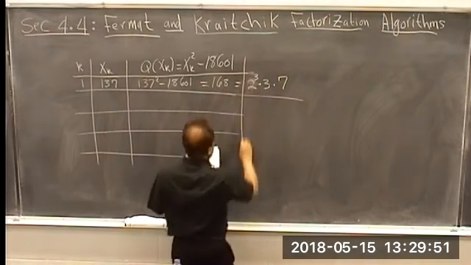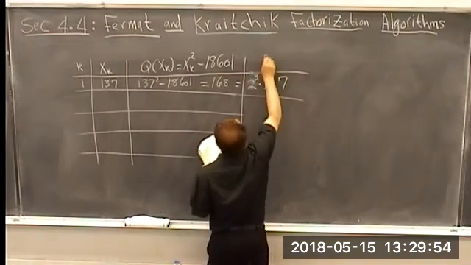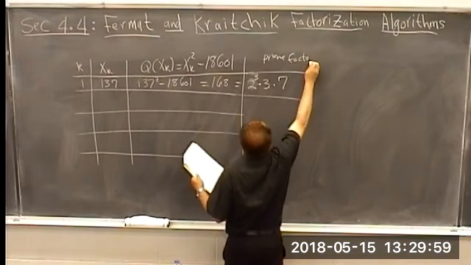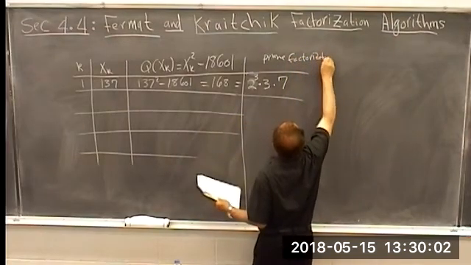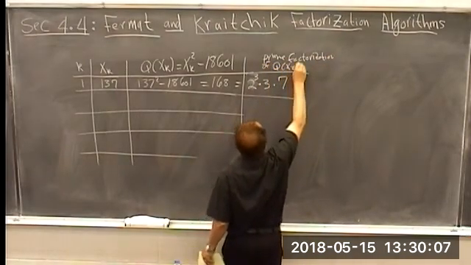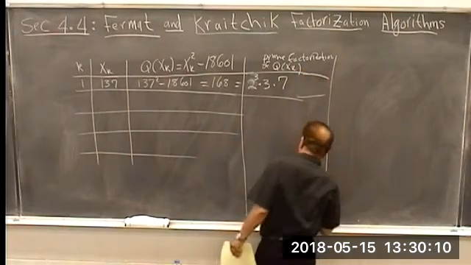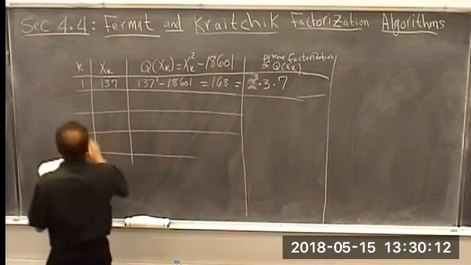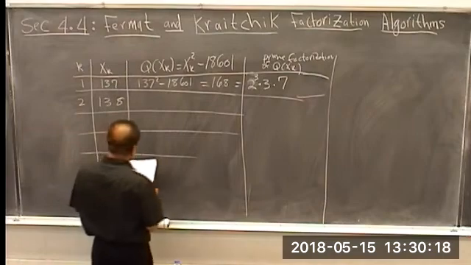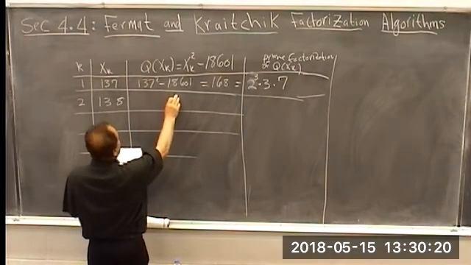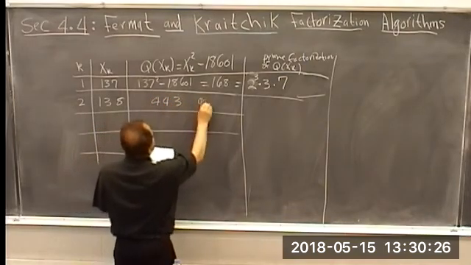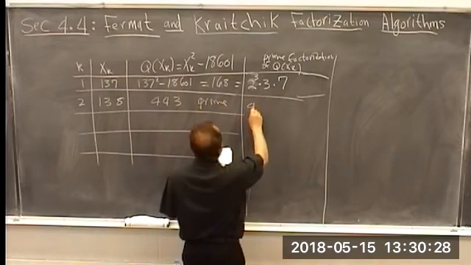All right, so this is the prime factorization of Q of x_k. All right. The next time, k equal to 2, this becomes 138, and when I square and do the calculation in here, I end up with 443, and this is a prime itself. So this is 443.